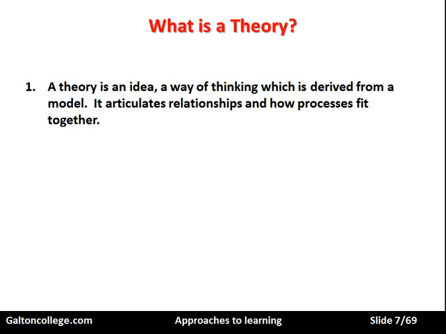And the theory then articulates the relationships and how the processes fit together. The theory attempts to explain what's happening. So we have a much deeper understanding of the situation. We now know that when something happens, something else will happen. So if A happens, B will happen. But we also know why this is the case. Because we have a theory, we have an explanation.